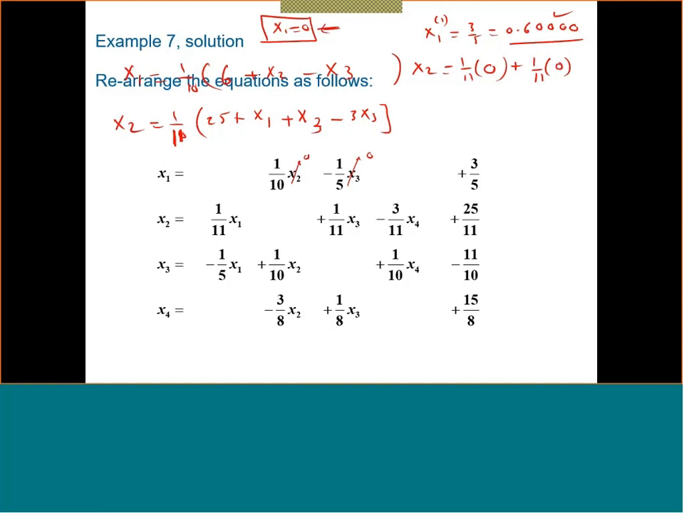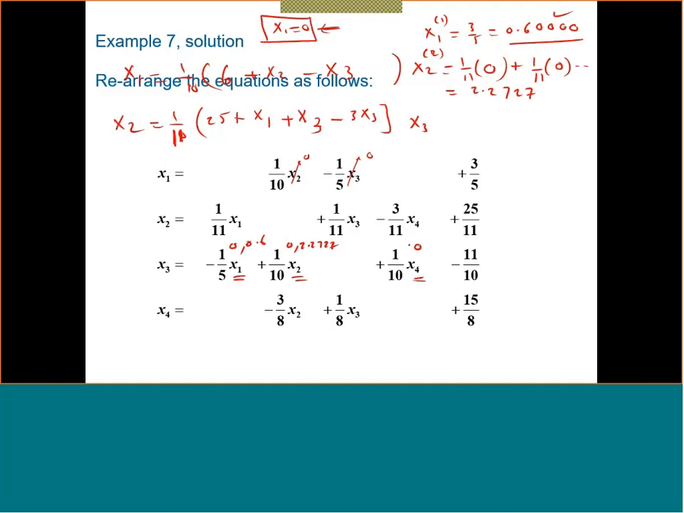I don't have any value of x3 except 0, etc. So this is your x2 as your second iteration. This is equal to 2.2727. Now we go for x3. In x3, I have x1, x2, and x4. Again, x1, I have two values, the 0 and the 0.6. x2, also I have two values, the 0 and the 2.2727. x4, I have only one value, which is the 0.